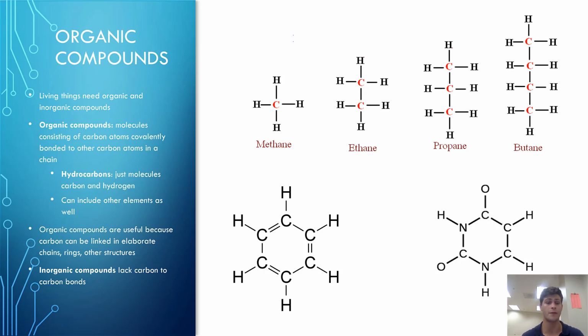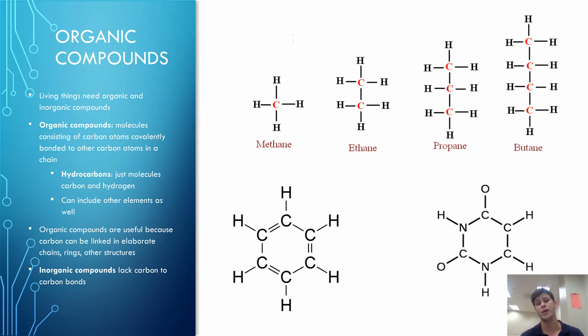Now, hydrocarbons are a type of organic molecule that is literally just carbon and hydrogen. And there are different species or different types of hydrocarbons. At the most simple, you have something called methane, which is a carbon atom bonded to 4 hydrogen atoms. Then you have ethane, which is 2 carbon atoms bonded to hydrogen, propane, which is 3 carbon atoms bonded to hydrogen, butane, which is 4, and so forth.